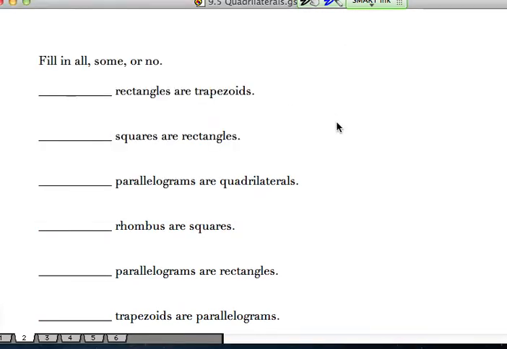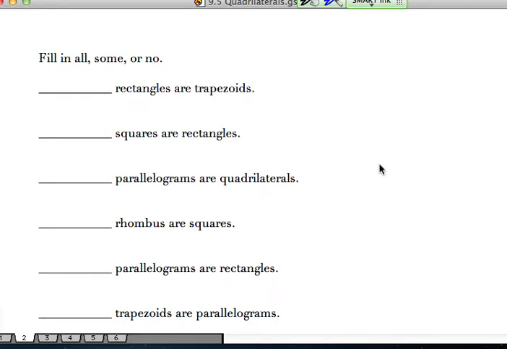All right. So let's practice some of this. So it says fill in all, some, or no. Okay. So it says rectangles are trapezoids. Rectangles are not trapezoids. Remember, trapezoids only have one set of parallel sides. Rectangles are parallelograms. They have two sets of parallel sides. So no rectangles are trapezoids, okay? Trapezoids aren't like at least one set of parallel sides. It's only one, right? It's not like it's a lesser kind of parallelogram, okay? It was a different branch of the tree.